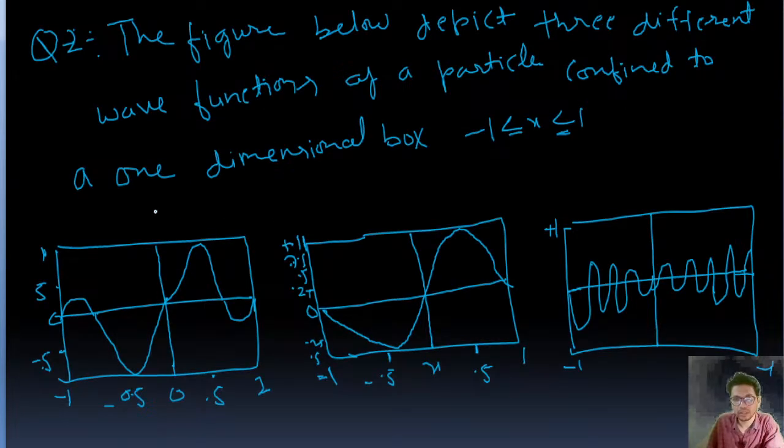So here, this is graph A, this is graph B, and graph C. Okay, so this is the question, guys. It's a good question, guys. Okay, a conceptual question. So the question is, the figure below depicts three different wave functions of a particle confined in a one-dimensional box where x is between -1 to +1. My apology, guys. So this is the wave function of a particle in a one-dimensional box, and the value of x is between -1 to 1. Okay, so these are three wave functions given of a particle, right?